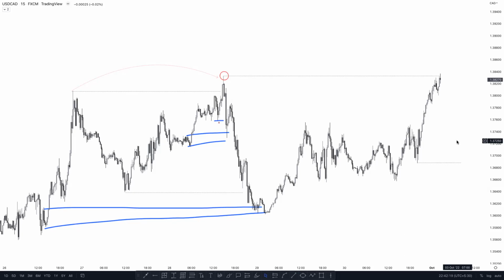Okay, so the next question. It's similar to the Bitcoin M15 chart. Exactly. Thank you for the support. Okay, most welcome.